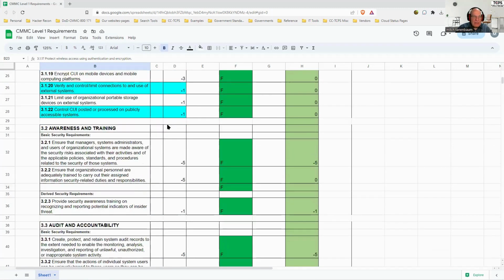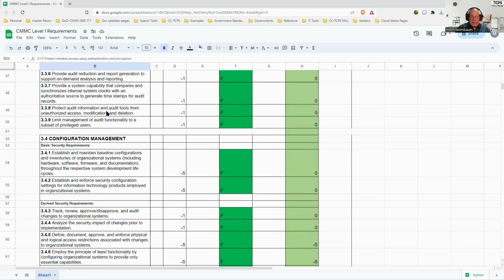And the other part in access control is you want to verify and control the connections to and from external systems and how they're used. So you're trying to be careful about what gets put on systems that you don't control. And then you also want to make sure that there's no CUI being posted to publicly accessible systems. So that's pretty straightforward too. And of course, for CMMC Level 1, there should not be any CUI that requires CMMC Level 2. So in theory, this should be kind of a doesn't apply, but they want you to make sure that you understand that you can't do that.